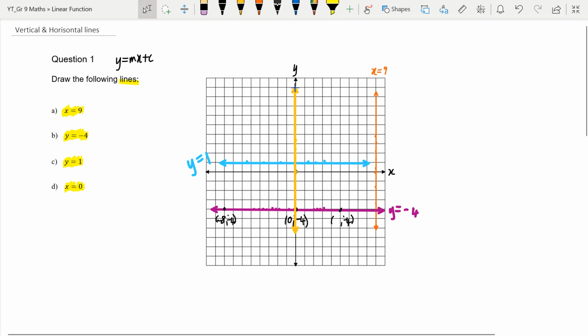So there we have it. There is the line where x is equal to 0. So be careful. Yes, it is the y-axis, but that line's equation is the equation where x is equal to 0. x can't be anything other than 0.